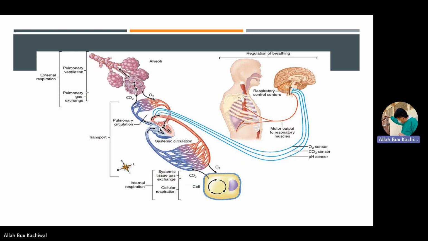So there is pulmonary ventilation, then pulmonary gas exchange, and then external ventilation. It goes into the alveoli, from the lungs, and it goes to the heart. The heart has two chambers on the right side and two chambers on the left side.